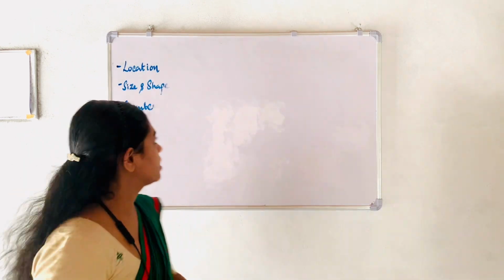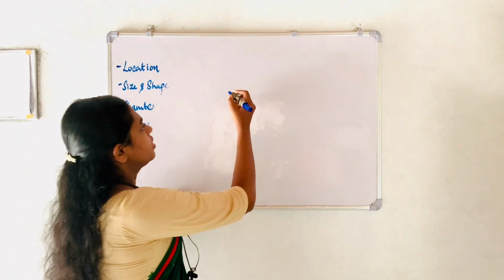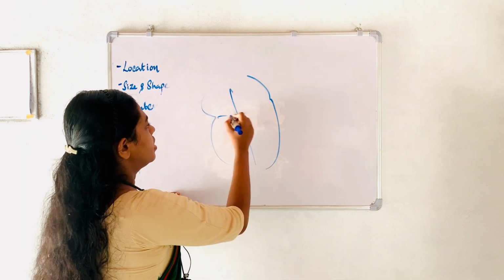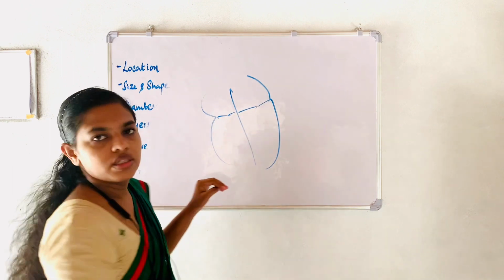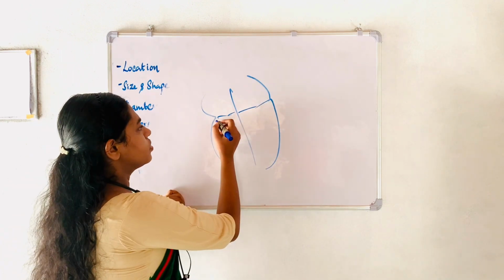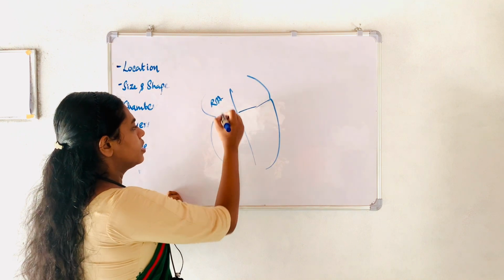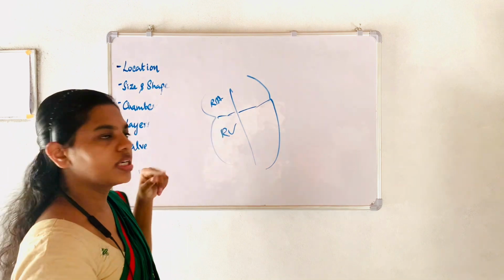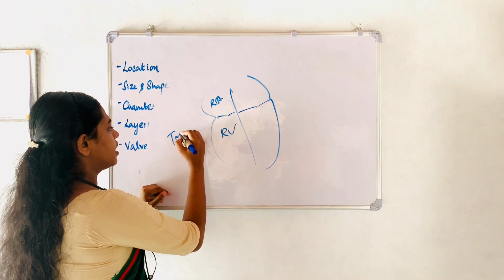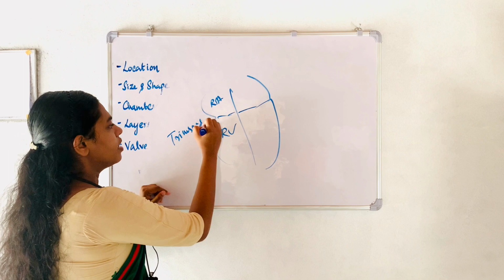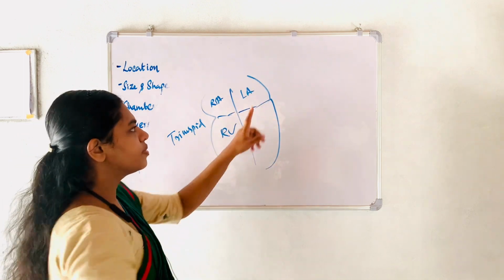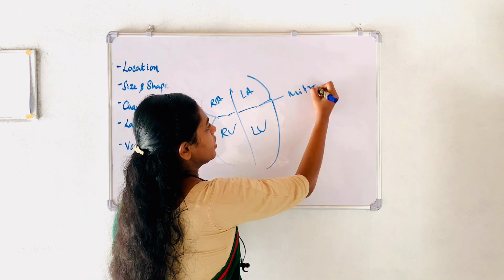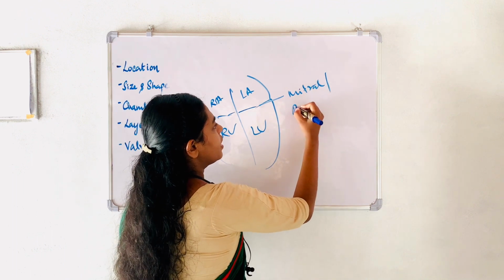So finally, let's learn about the valves of the heart. How many valves are there? There are 4 valves. The valve between the right atria and right ventricle is the tricuspid valve, and the valve between LA and LV is known as the mitral valve, or bicuspid.